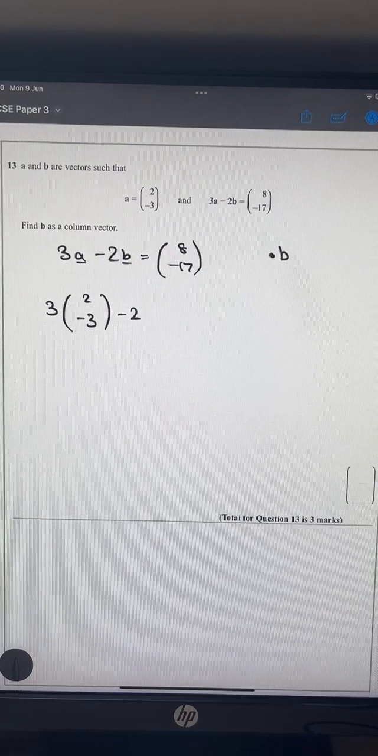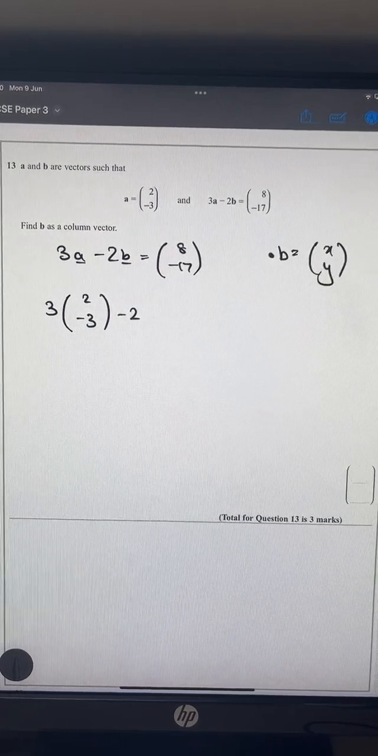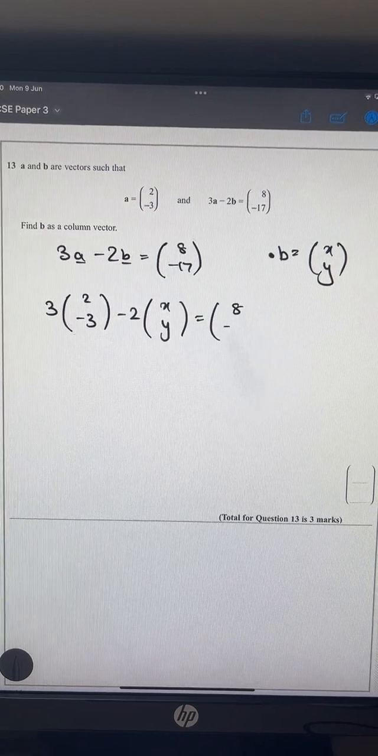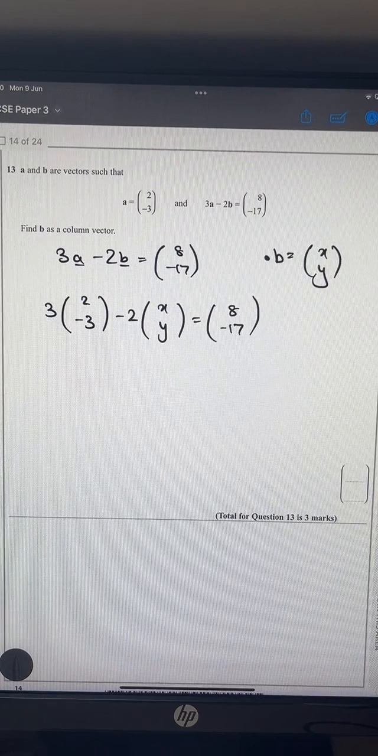So I'm just going to say that b is going to be equal to x, y for now. Just put in any numbers or letters. So it could be a or b, but they're using those, so x, y makes sense. So 2 lots of x, y, and that's equal to 8, minus 17. Now, like I said, with this, you're just multiplying both numbers through by the scalar. You're just scaling the vector in both directions.